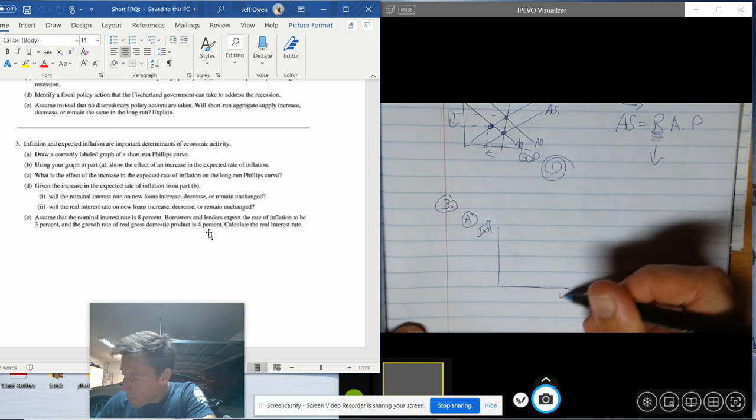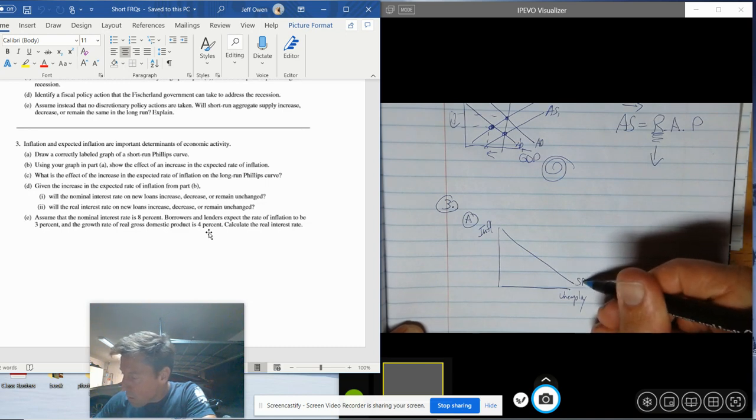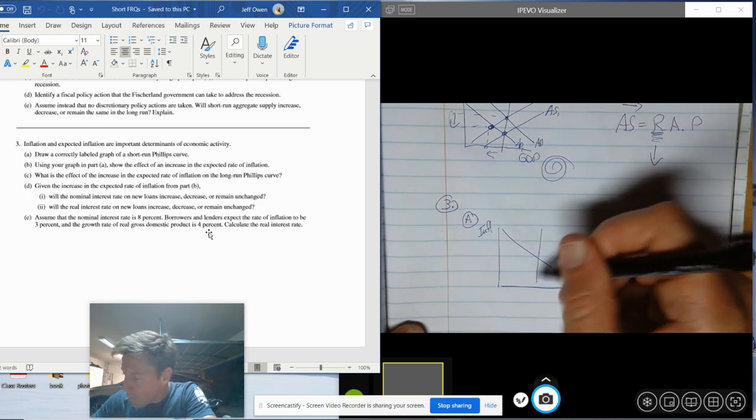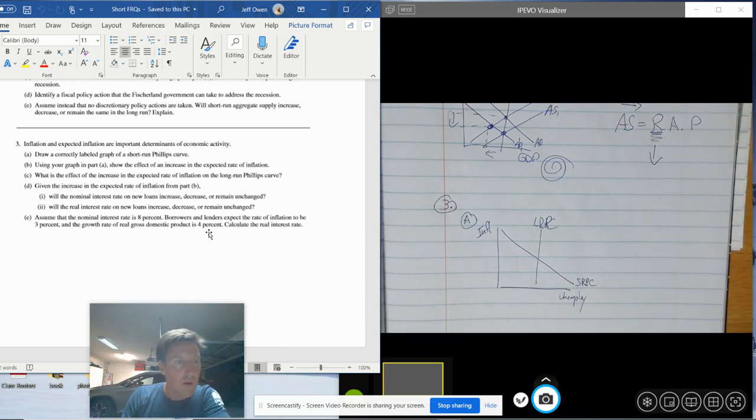Inflation. Use full words. I'm just lazy. Short run Phillips curve. Long run Phillips curve. Okay. Using your graph in part A, show the effect of an increase in the expected rate of inflation.